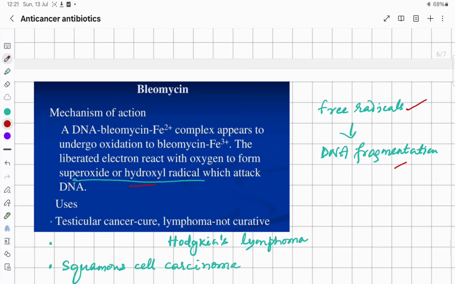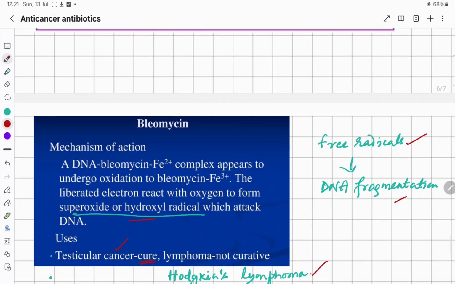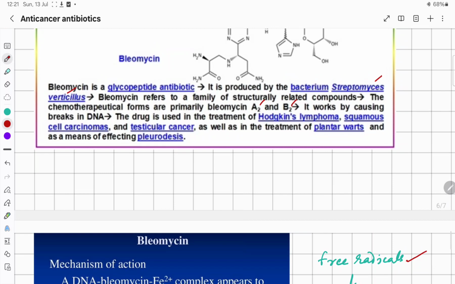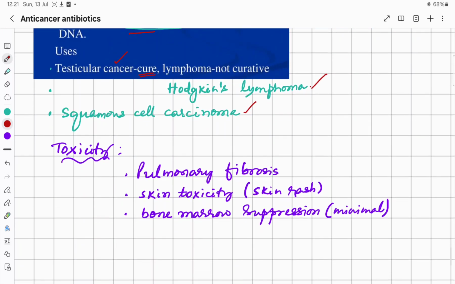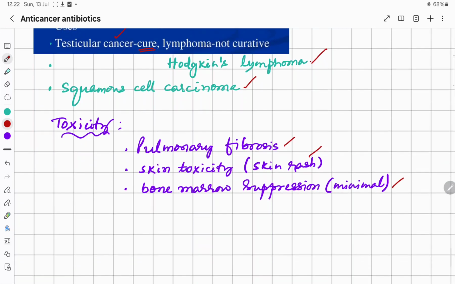They can be used against testicular cancer, where it has the ability to cure, and against Hodgkin's lymphoma, though it is not curative. It can also be used in squamous cell carcinoma. In addition, it can be used in the treatment of plantar warts. Toxicities associated: pulmonary toxicity, skin toxicity, and bone marrow suppression, but it is minimal as compared to other antibiotics. So pulmonary fibrosis, skin rash, and bone marrow suppression are the toxicities associated with bleomycin.